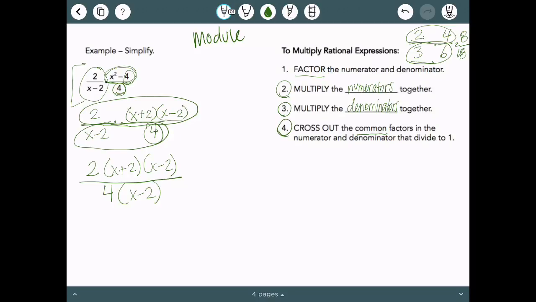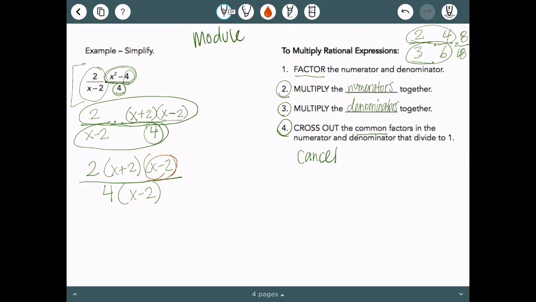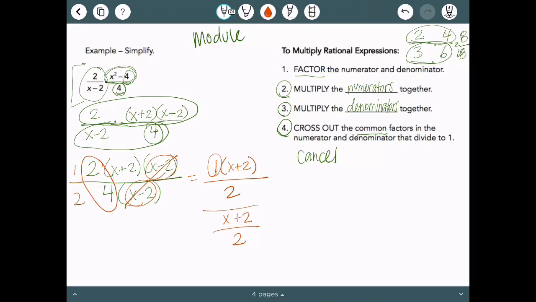That last step is to cross out or to cancel things. So we're going to cancel anything that looks similar. So that would be here, like x minus 2 and x minus 2. Those are exactly the same. We're going to cancel them. So my answer, we have 2 over 4, which we can simplify to 1 over 2, just like simplifying a fraction. So I would say 1 times x plus 2 over 2. I don't actually need this 1, so I could just say x plus 2 over 2. And that's going to be my answer.